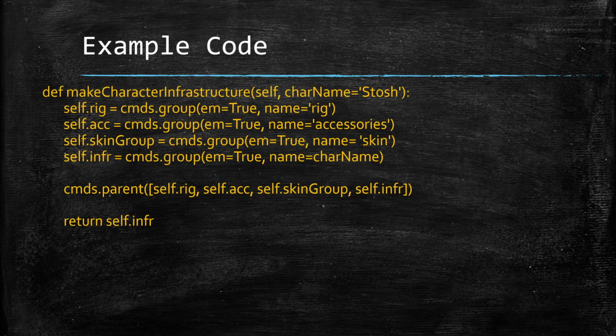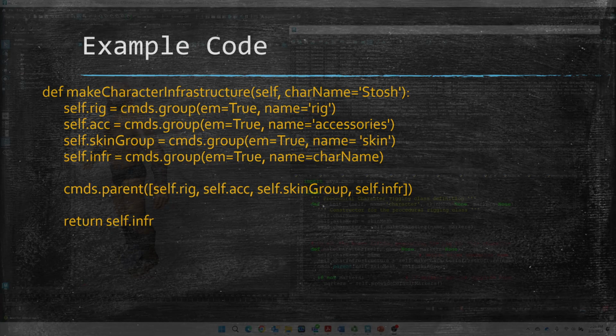All right, here is an example of some code that I have provided. If we were going to make the character, the first thing we're going to do is create a group called the rig. Then we're going to create a group called the accessories. And then we're going to create a group for the skin. And I'm also going to create an entire group called the infrastructure, and that's where they're all going to be put together. We're going to parent the self rig, the self accessories, and the self skin group all into the self infrastructure, and then return the self infrastructure.